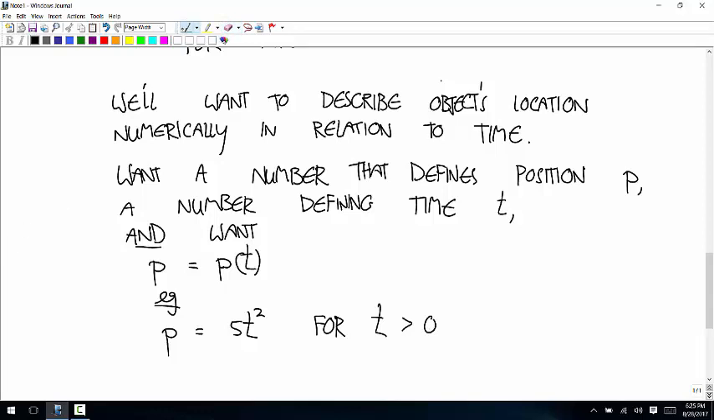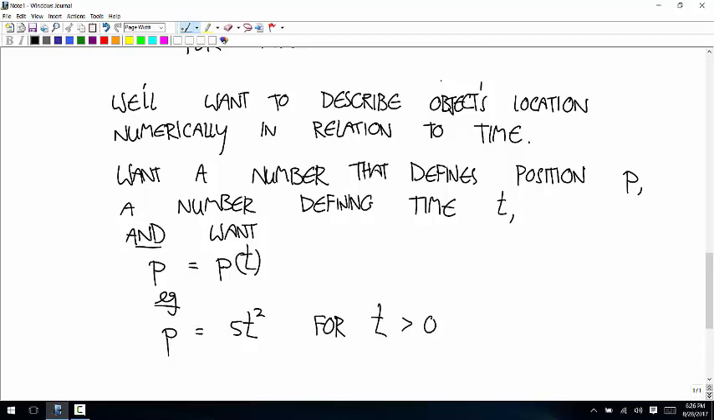This is what we're always going to try to get: some mathematical relationship that says, okay, what's the position of the object when time is equal to 0? Well, we just have this function, so plug 0 in for t, and you get that the position is also 0. What's the position when t is equal to 5? 5 squared is 25, times 5 is 125, so the position is 125. Okay. That's the relationship that we're going to want to have.